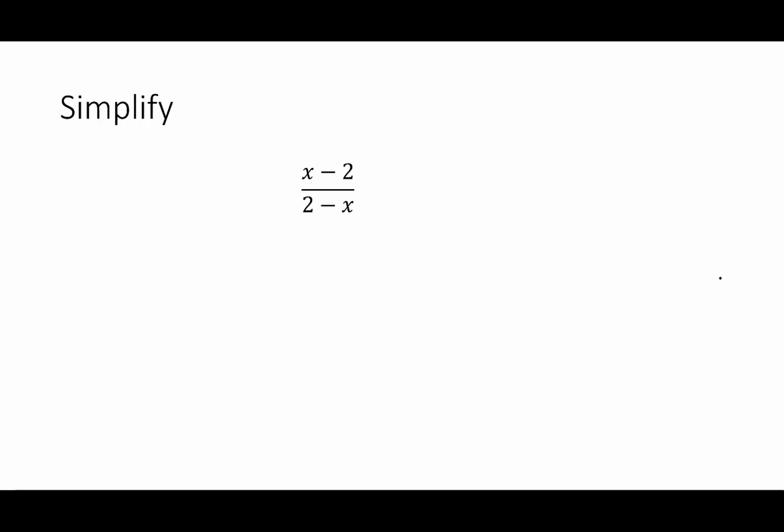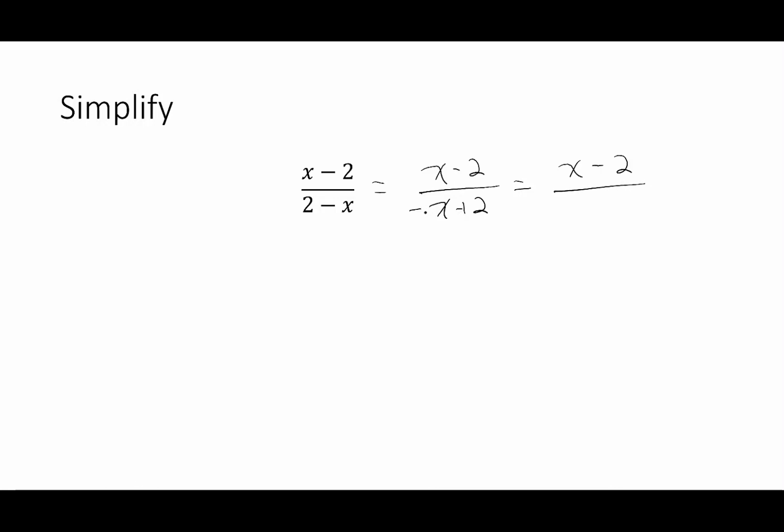Next, I have x minus 2 over 2 minus x. And at first glance, the numerator and denominator look very similar. Let's rewrite it as x minus 2 over negative x plus 2. This way, I have the variable written first in both the numerator and denominator. There's nothing to factor out in the numerator, so I'm going to leave it as x minus 2.